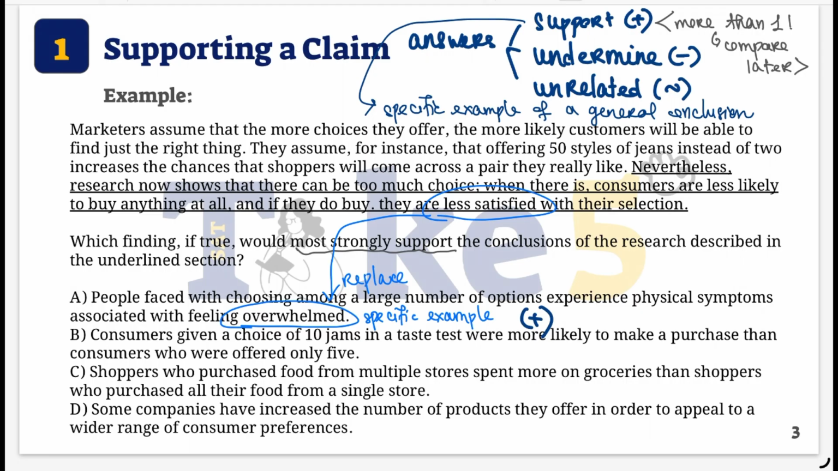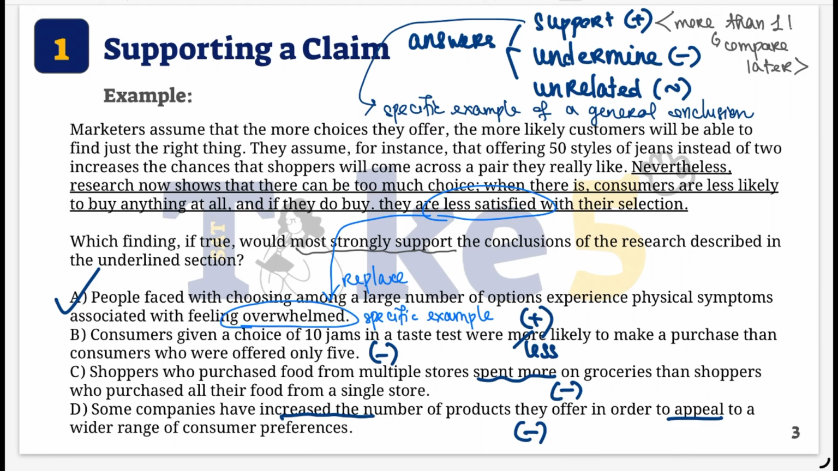Now let's go through the rest. B can easily get a negative sign, or it undermines the conclusion, because it directly contradicts the passage. People, when given more choices, would be less likely to buy jam, not more. C and D also go in the wrong direction, since they imply that more choices lead to a positive outcome. So both get a negative sign, or they undermine the conclusion. Since there is only one supporting answer, A is obviously the correct answer.